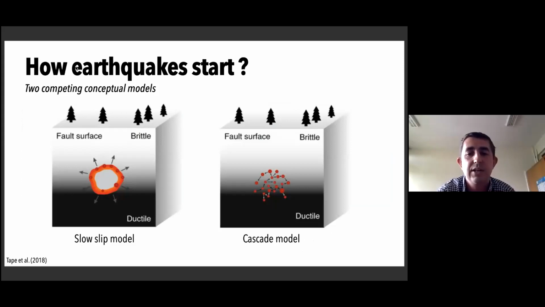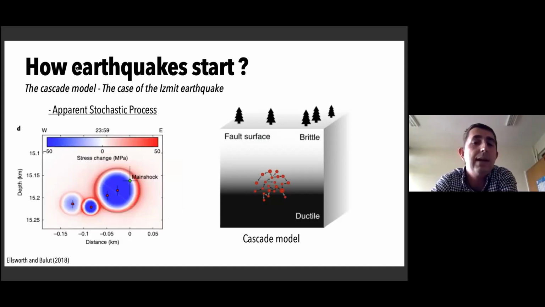Here is a sketch of what we think are the two end-member models. This is a figure that I took from a paper by Carl Tepp that came out in Nature Geoscience in 2018. You have those two types of models, what's called the slow slip model and what's called the cascade model. I'm now going to explain a little bit what the specifics of these different models are. The first one here is the cascade model, and there's one relatively famous example of this type of nucleation phase, the case of the aseismic earthquake.